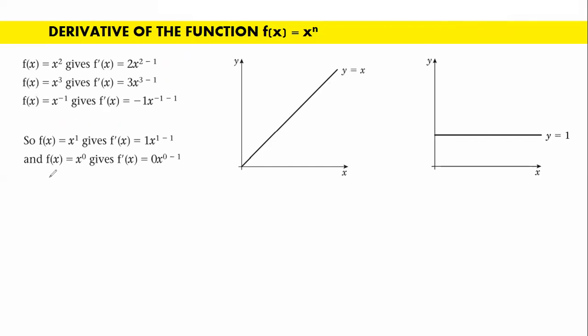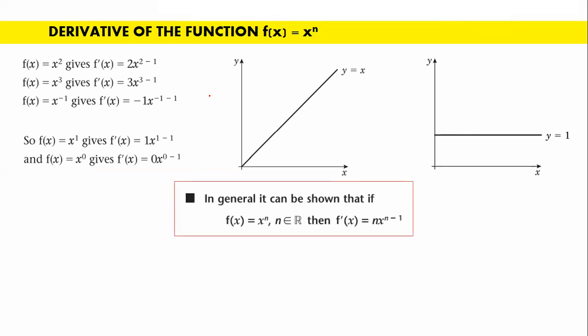Similarly, if you think of the function f(x) equal to x to the power 0, it gives us f'(x) as 0 times x to the power 0 minus 1, which eventually leads to 0. We know that x to the power 0 is equal to 1, which is a constant. If the function or the graph is parallel to the x-axis, then its gradient should be equal to 0. That's why we get f'(x) equal to 0 in this situation.